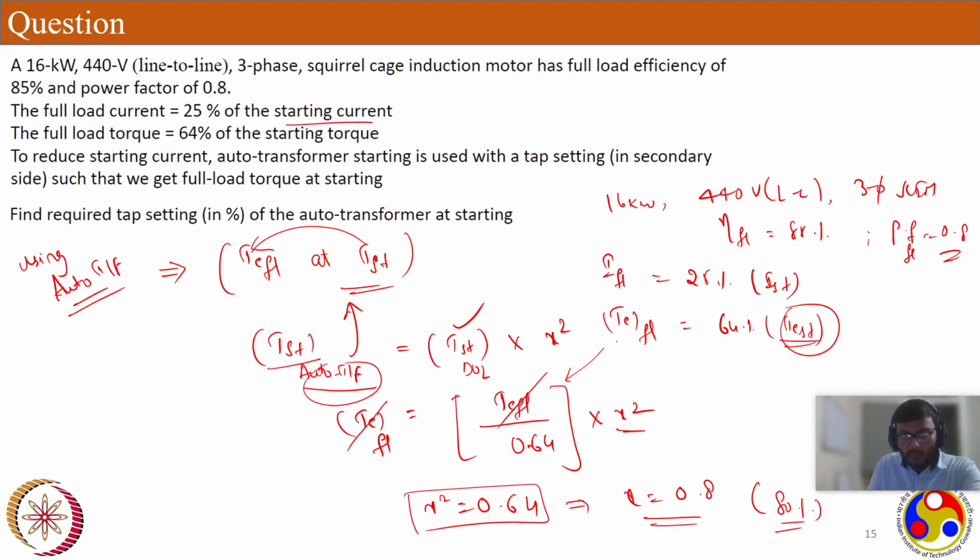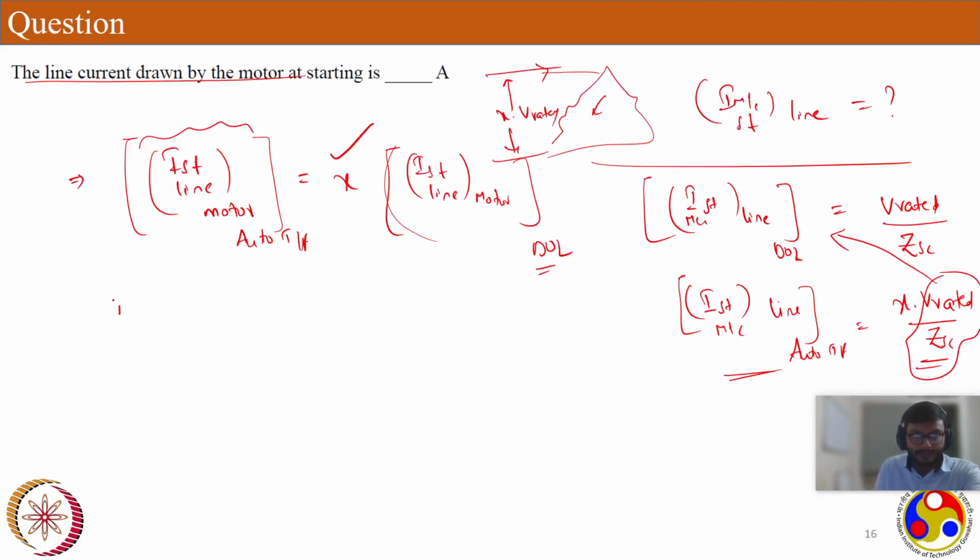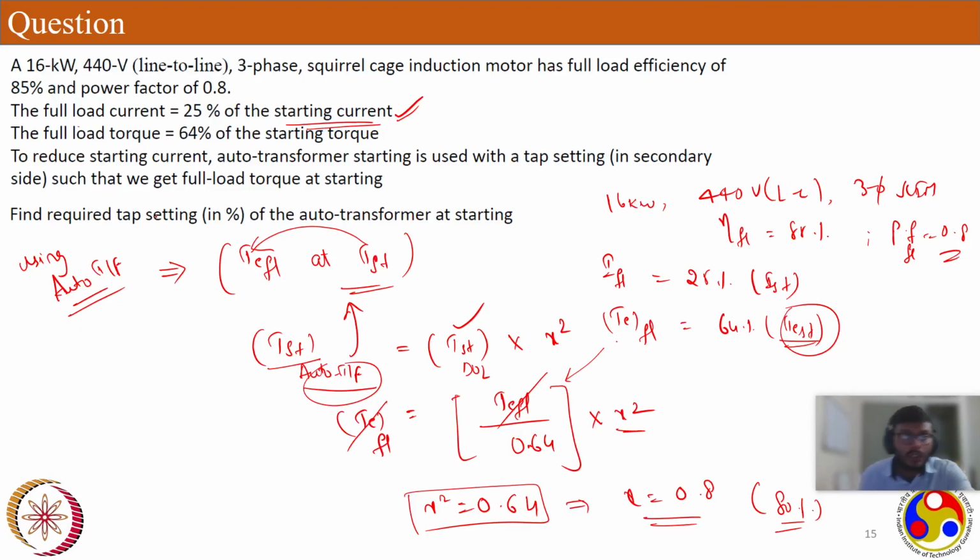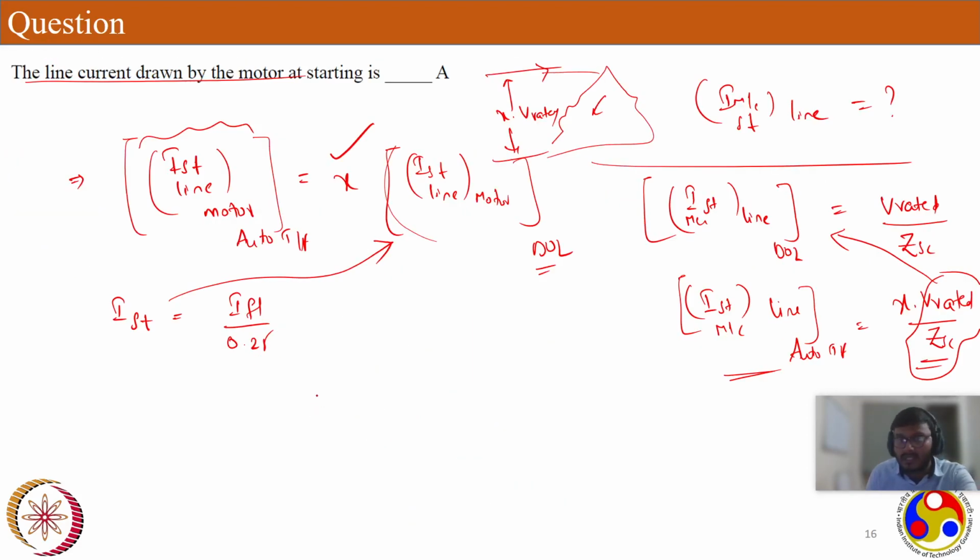Now from the question, the starting current without any starting method, this is the condition they have given. It should be full load current divided by 25%. So that relation I know. I starting current is equal to I full load by 0.25. So this is what we are trying to calculate. Now, how to calculate the full load current here? To calculate full load, we need to know the output power rating of the motor. So in the question, it was given that my motor is a 16 kilowatt motor. Now, 16 kilowatt is my output power.